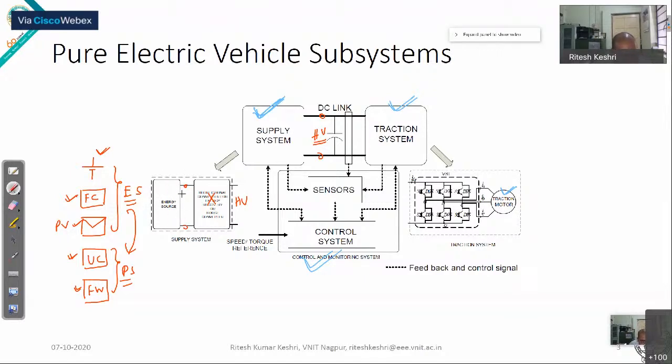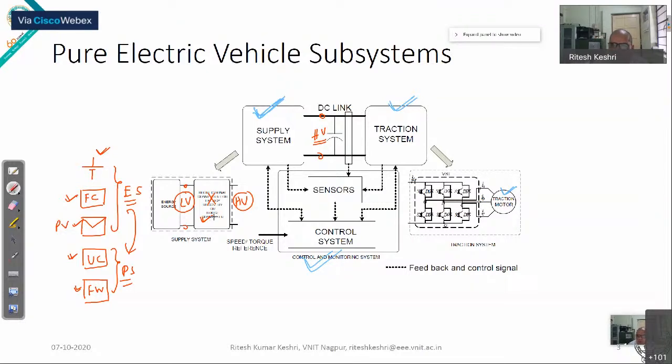Another issue with the energy source is that here the voltage is low, but they are able to deliver sufficiently large current, which is required for the traction, even at the lower terminal voltage. Okay, so there is a mismatch between the low voltage of the source and the higher voltage of the DC link. So to bridge this gap, we need a power electronic converter here, a boost converter. Okay, this is one of the reasons.